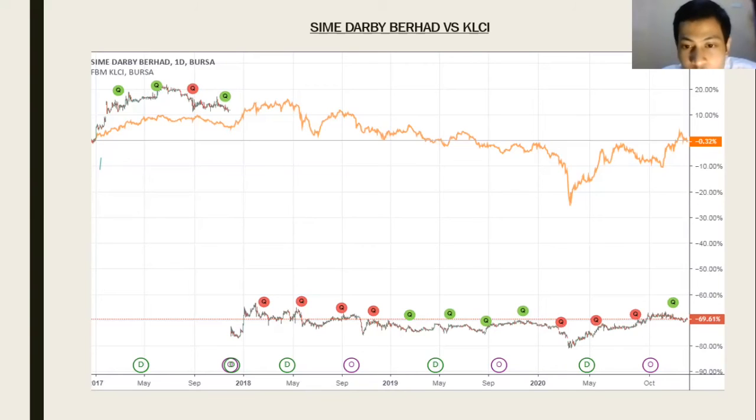As the price of the ringgit falls, the performance of the FBM CLCI will also fall. In addition, the FBM CLCI will also be affected by the fluctuation of crude oil in the global market.